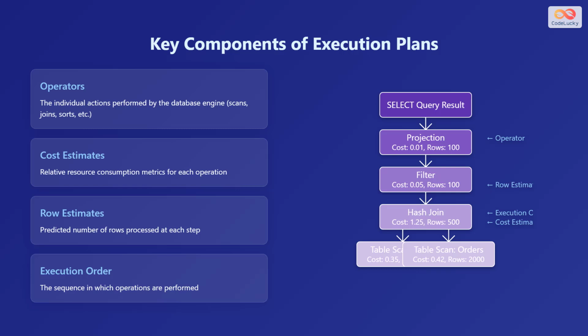Let's discuss the key components of execution plans. First, there are the operators, which are the individual actions performed by the database engine, such as scans, joins, and sorts. Then there are cost estimates, which are relative resource consumption metrics for each operation. Additionally, there are row estimates, which are the predicted number of rows processed at each step. Finally, there is execution order, which is the sequence in which operations are performed.